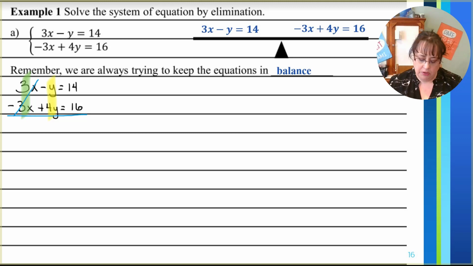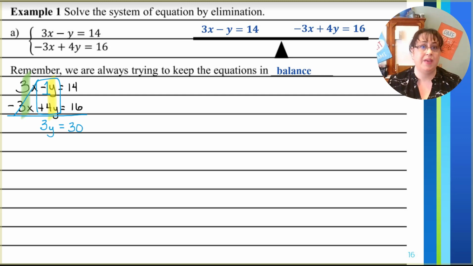So now what we want to do is look at this right here, and we're going to combine like terms. So negative y plus 4y. This is why it's so important that we're good at combining like terms. Now remember, that is a negative 1y, so negative 1 plus 4 is a 3y. Drop that equal sign down, and then 14 and 16 is a 30.